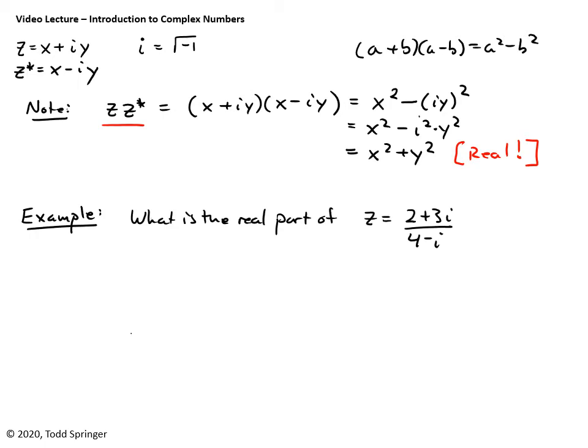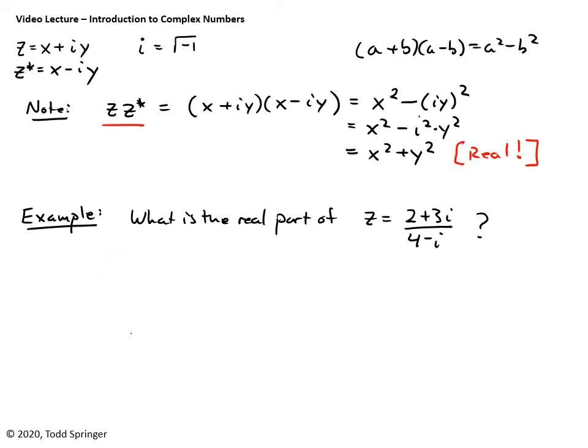So let's do this example. What is the real part of this complex number? So I've got a complex number there, 2 plus 3i divided by 4 minus i. What's the real part of that? Here's the wrong way to do it. So I'm showing you because people do this and I want you to not do this. The wrong way is to say, oh, I'll just ignore all the i's. And that would be 2 over 4 is equal to 1/2. So this is wrong, so don't do this. You can't just ignore the i's, okay?